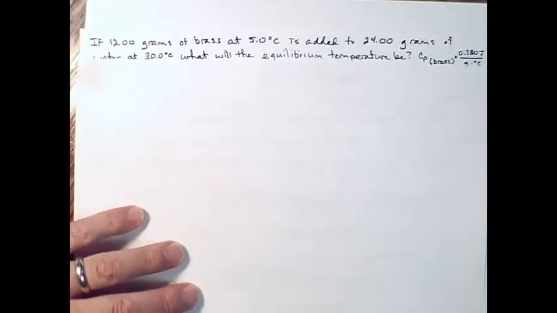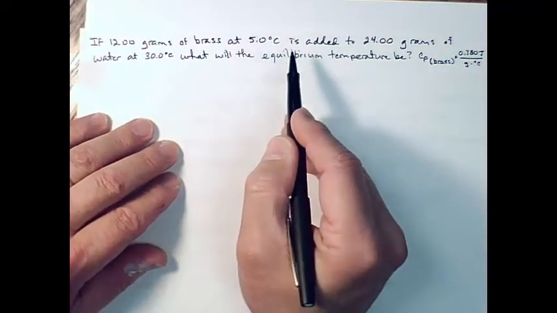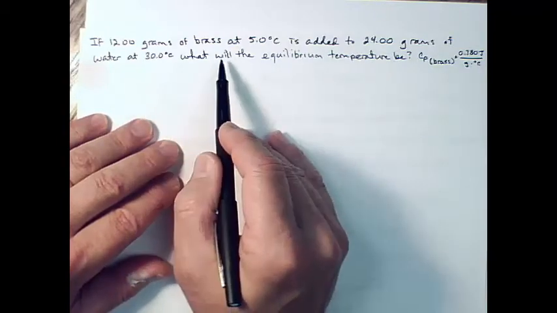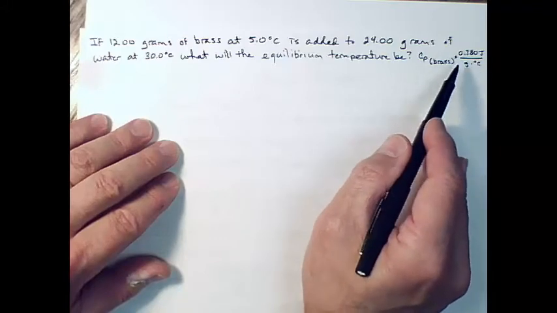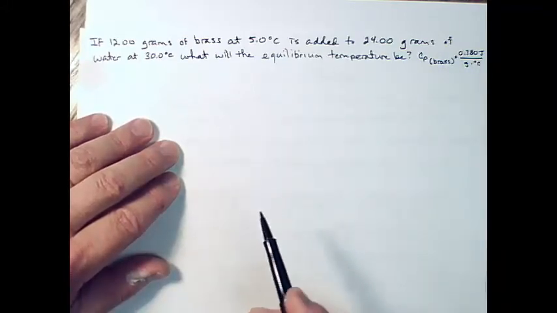All right, let's look at this problem here. If 12 grams of brass at 5 degrees C is added to 24 grams of water at 30 degrees C, what will the equilibrium temperature be? And I give you the specific heat of the brass. So let's examine for a minute what's really going on here.